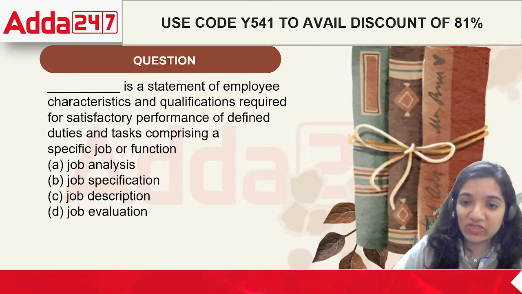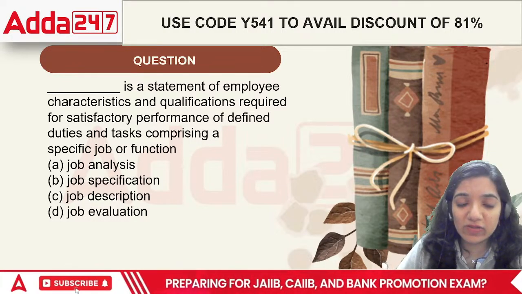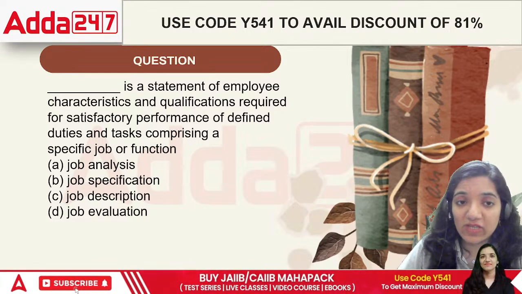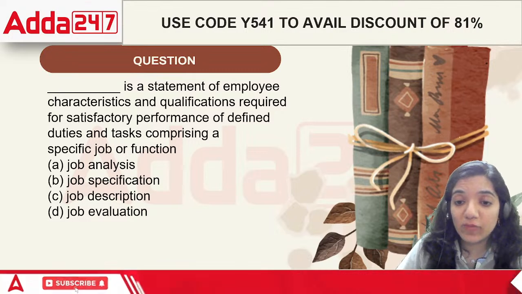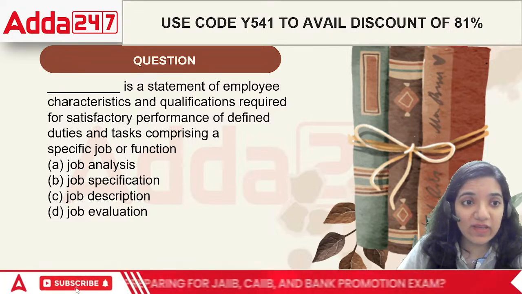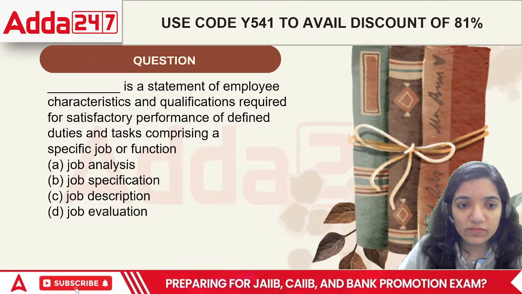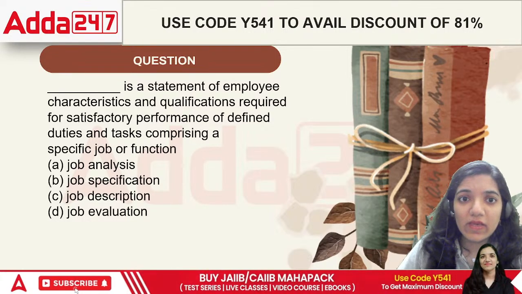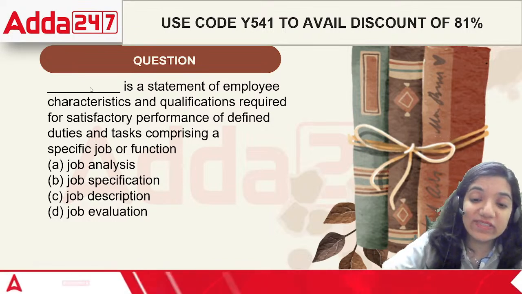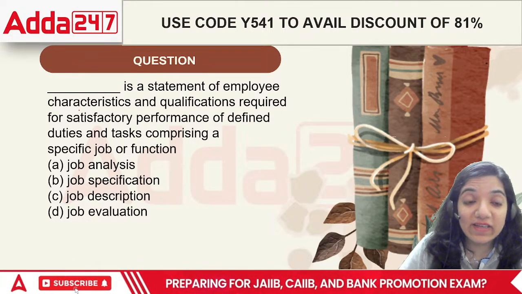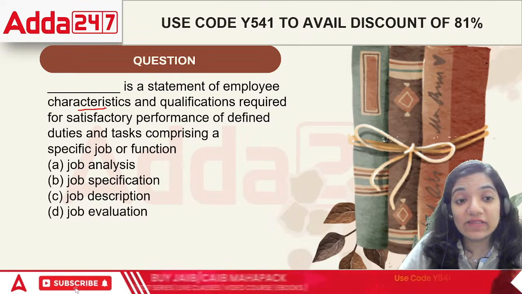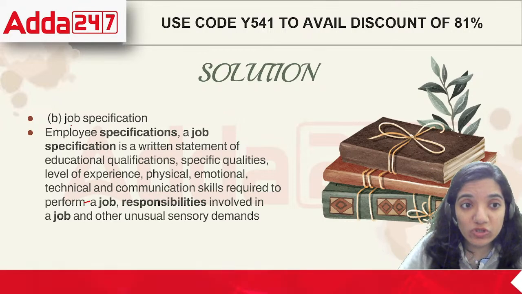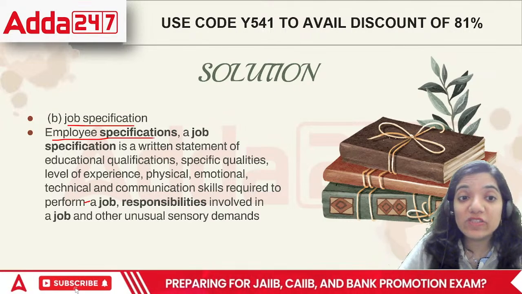If we talk about satisfactory performance, how do we get that? By job analysis, by looking at job specification, job description, or job evaluation. What is the point there? If I talk about this point, dash is a statement of employee characteristics. If I talk about their characteristics, then the correct point is job specification. The job specification says employee specifications.